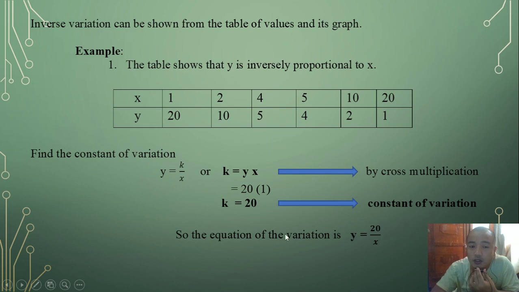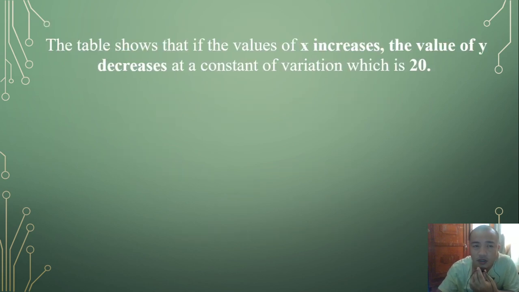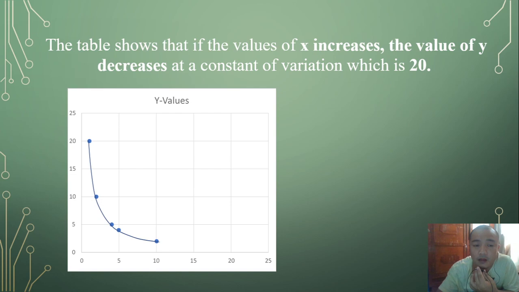Therefore, the equation of the variation is y equals k over x. Substitute k by 20. So we have here y is equal to 20 over x. 20 is the constant of the equation of the inverse variation. The table shows that if the values of x increase, the value of y decreases at the constant of variation, which is 20. Okay, ito naman ang graph ng inverse variation.